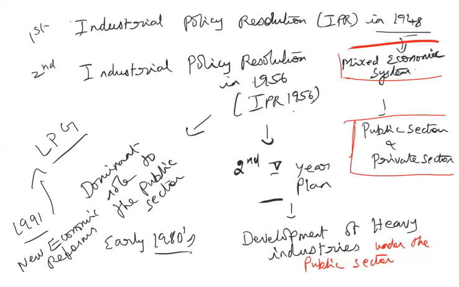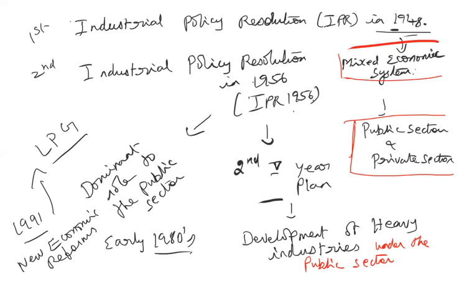So after independence, the government announced two industrial policy resolutions, one in 1948. It is a blueprint of industrialization in the country, what pattern of industrialization we are going to follow in our country. So through the IPR 1948, the government announced the mixed economic system, and from that time onwards, we are following the mixed economic system of economic development, that is coexistence of both public sector and private sector.